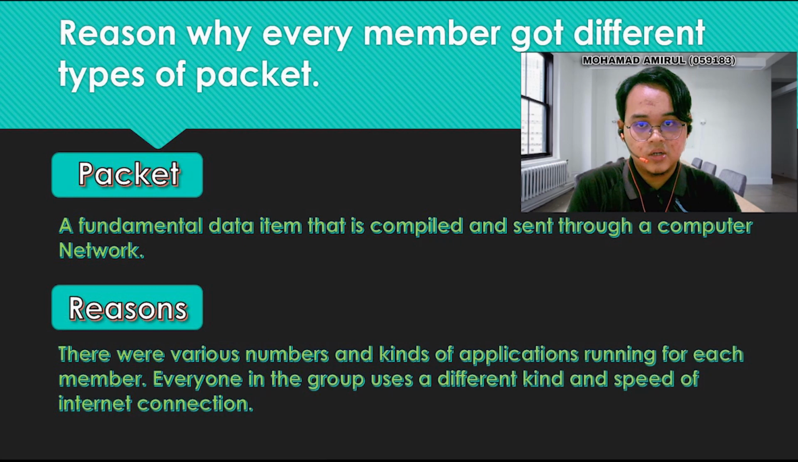As shown in the graph before, everyone in the group used a different kind and speed of internet connection, which is another factor of why each member has different packets, because we might encounter a hard time running certain applications considering their unstable internet connection, which obviously affected the number of packets sent and received by each member. In other words, the higher the internet capacity and speed, the bigger the volume of packets sent and received by the user. That's all from me.